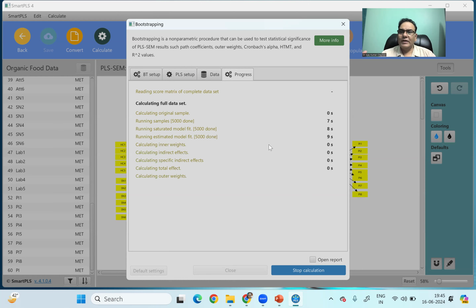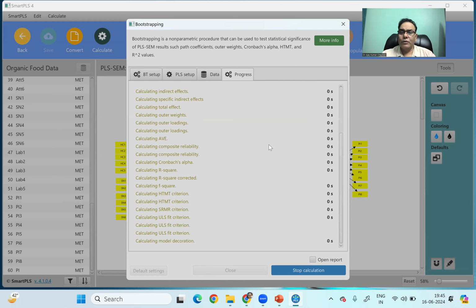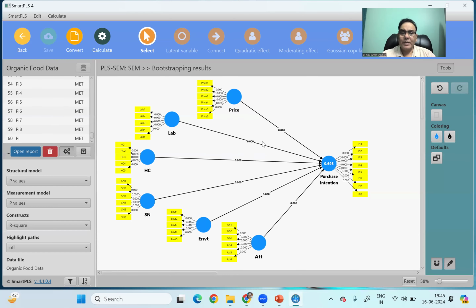If you click on 10,000, it will take more time. If you click 100, it will take less time. Okay, now this is the diagram.